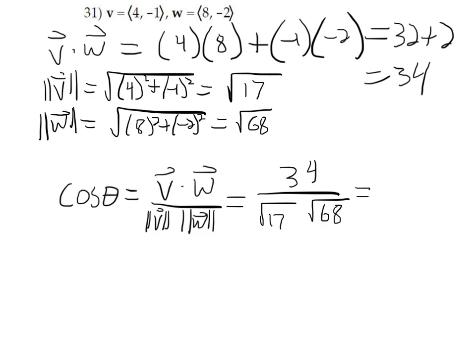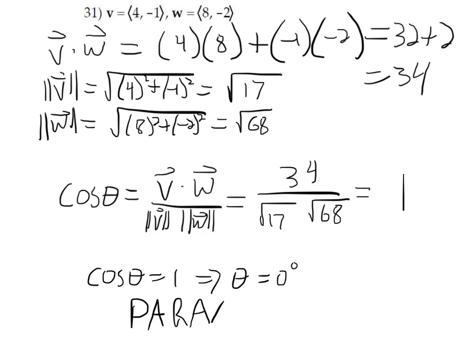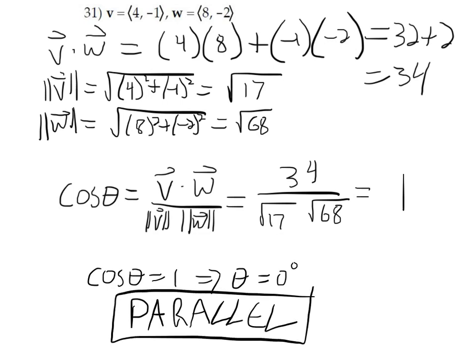If this equals 1, they're parallel. If this doesn't equal 1, this is neither parallel nor perpendicular. So go to your calculator now and compute the right side, and you get 1. All right, so we have cosine theta equals 1. That implies theta equals 0 degrees. That implies these are parallel. If the smallest angle between two vectors is 0, they are parallel. Excellent.